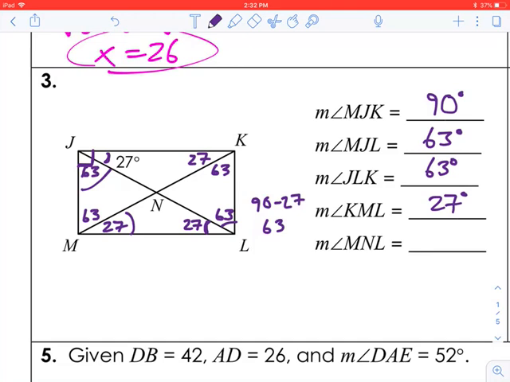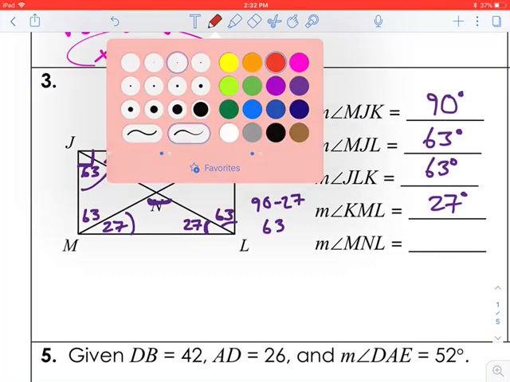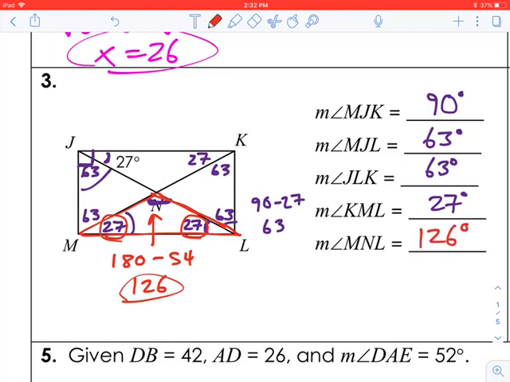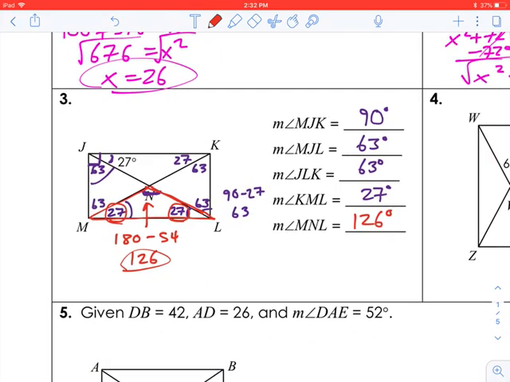And an MNL is right here, which we haven't found. But look at the triangle that's created. Again, triangles can be used a lot. So if you have a triangle, we know that adds up to 180. So 27 plus 27 is 54. So 180 minus 54 is going to give us that angle. So 180 minus 54 is 126. Okay. So again, you can kind of see the benefit of labeling as you go.